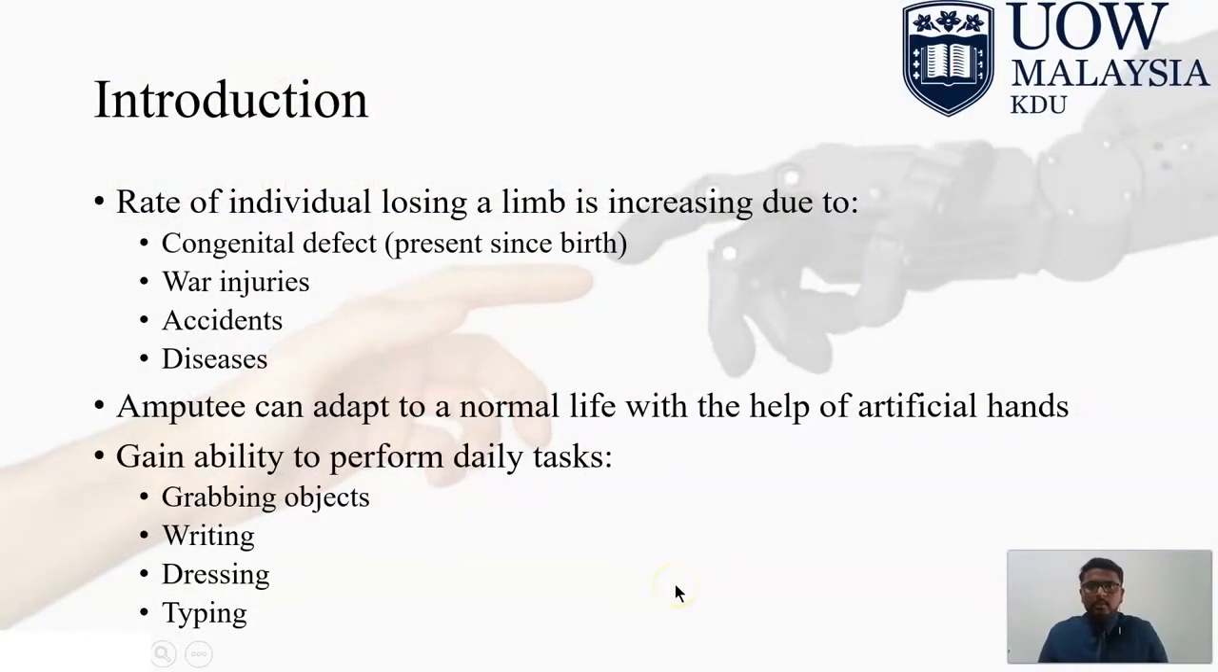Shall start off with the introduction. The rate of individuals losing a limb is increasing due to congenital defects, which are present during birth. It is lost during war injuries, accidents, as well as diseases. The amputee can adapt to a normal life with an artificial hand. With the help of an artificial hand, they can carry out daily activities such as grabbing objects, writing, dressing up, and for my case, typing.